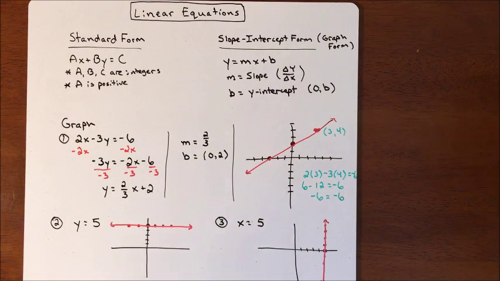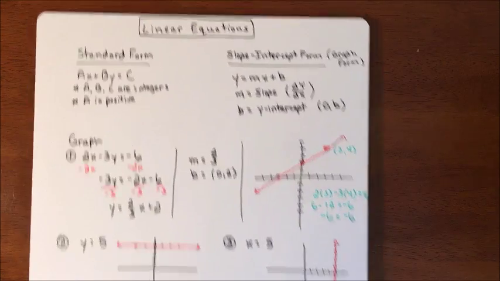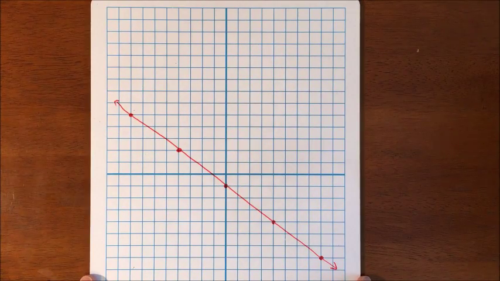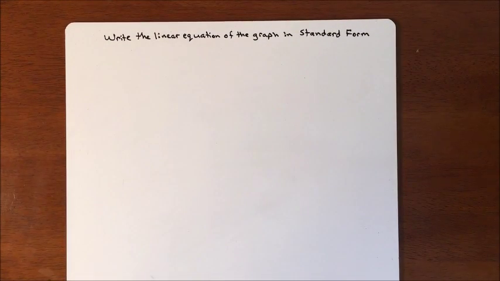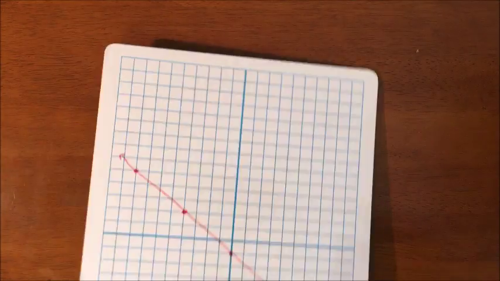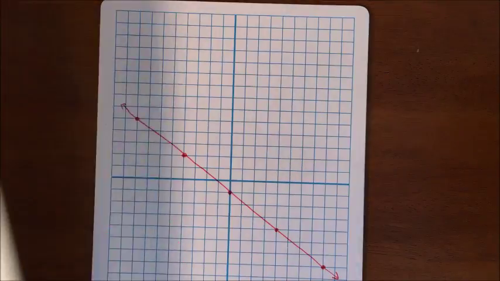All right, we're going to do one last problem. And this time, from this graph, we're going to create the equation for that line. All right, so our directions are going to be: write the linear equation of the graph in standard form. All right, so we need to pull some pieces off of this.